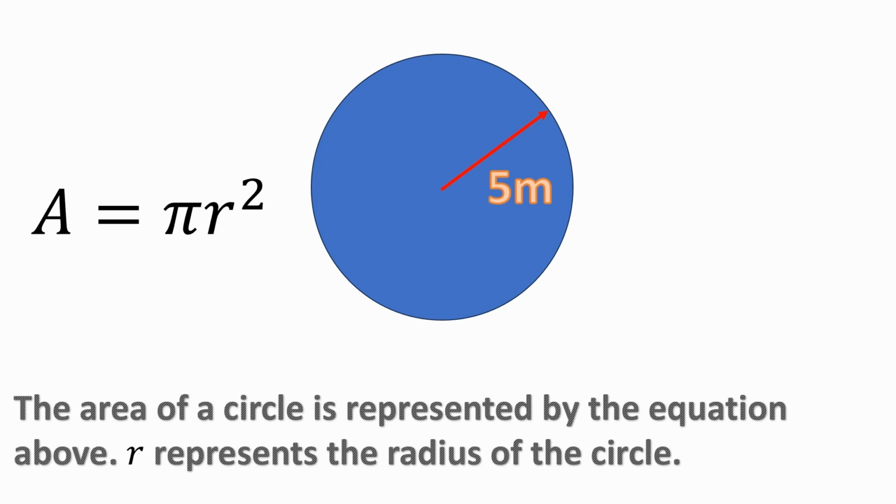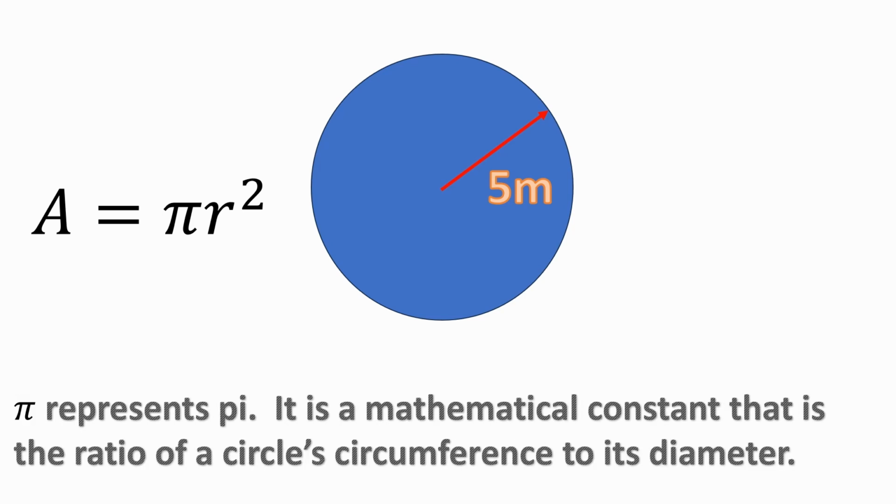All right, if you remember, the area of a circle is represented by the above equation. It's pi r squared, where r represents the radius of the circle. Pi is a symbol for pi. It's a mathematical constant based on the ratio of a circle's circumference, that's the distance around the outside of a circle, to its diameter.